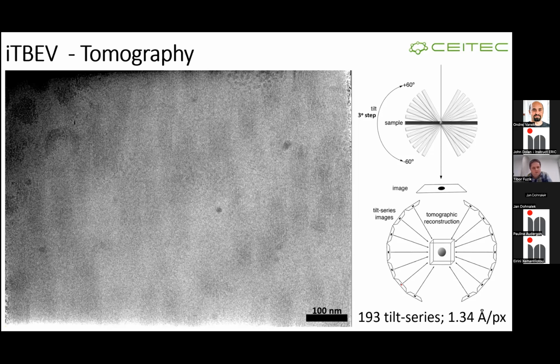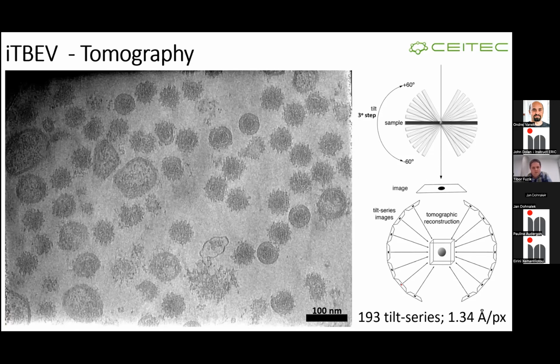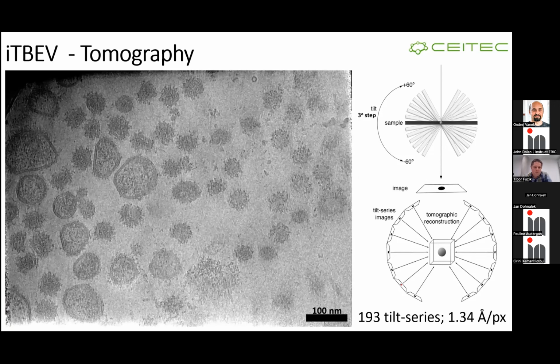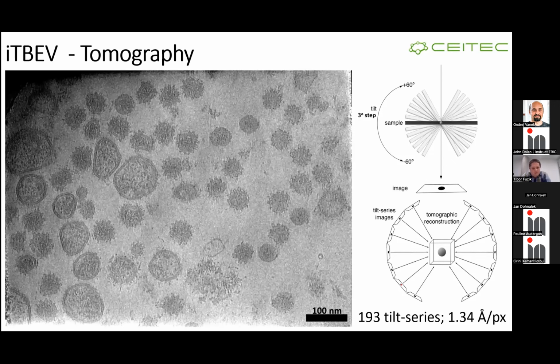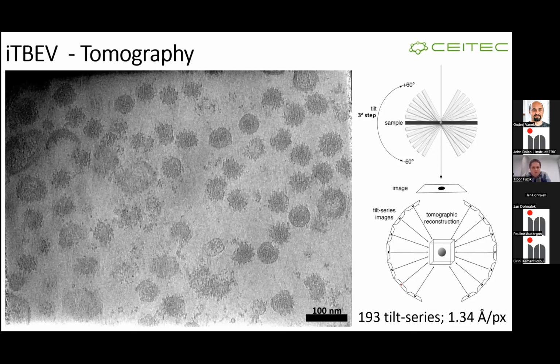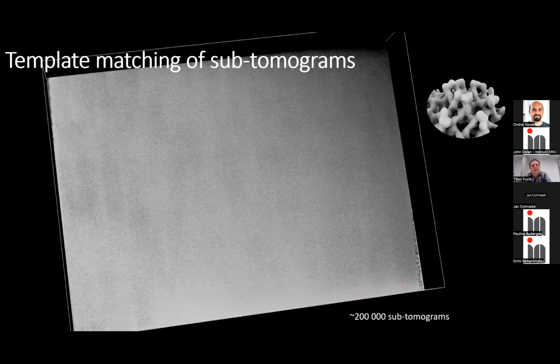So we were able to have a very nice, decent concentration of immature particles, and we did tomography of the sample. We collected 193 tilt series, and we reconstructed these into tomograms, where we can see nicely visible immature particles, some cellular parts that are co-purified from the cell, as well as a little bit of mature particles. The data set was collected at a little bit higher pixel size than for the single particle. Nevertheless, we haven't reached the Nyquist of this data set.